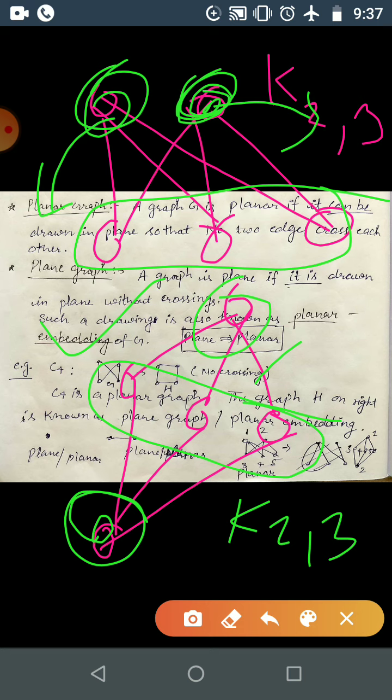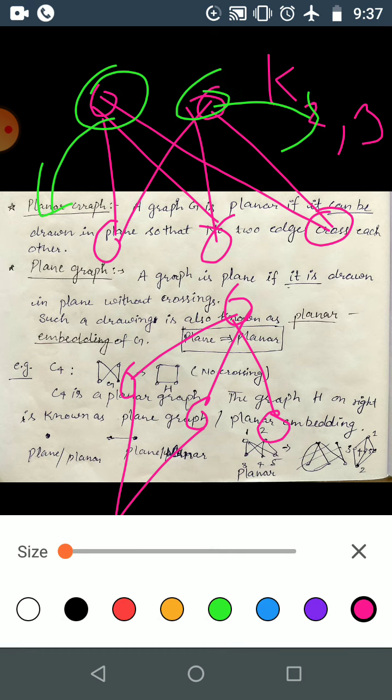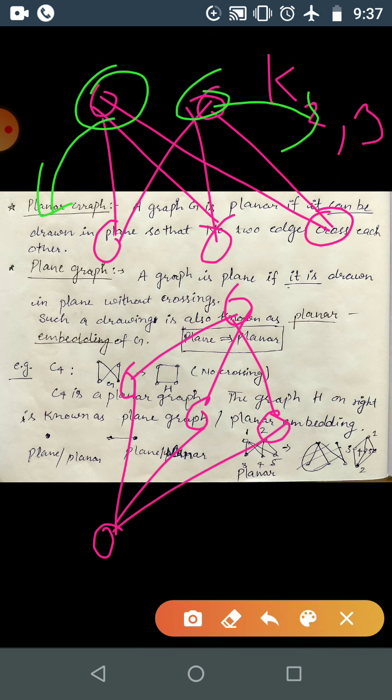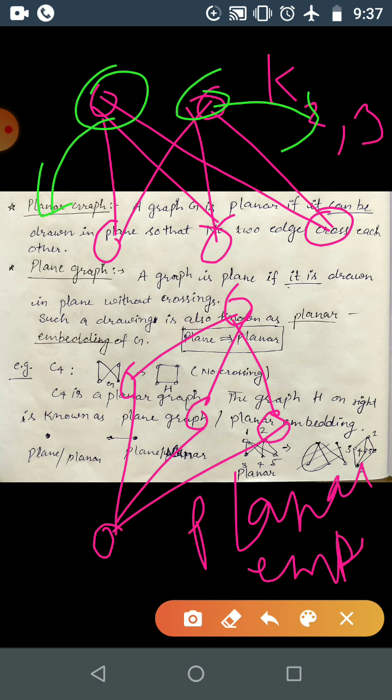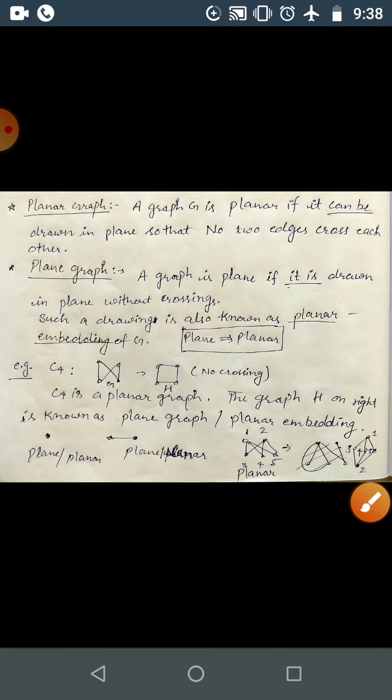Now come to, it is planar. Obviously every plane graph is planar. So we can just say this is the planar embedding of K23. Correct? So this is the planar embedding of K23. Plane part or planar embedding. I hope you got it clear.